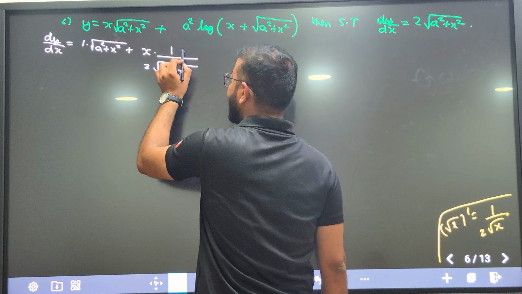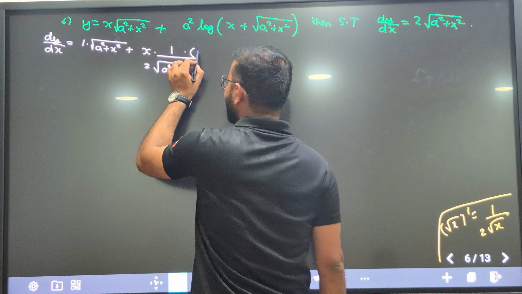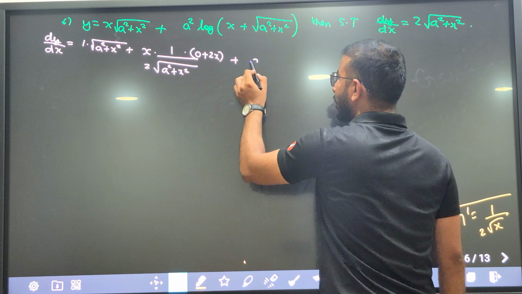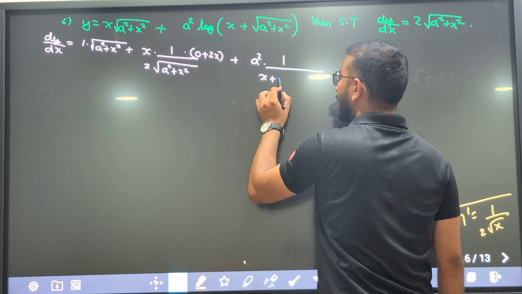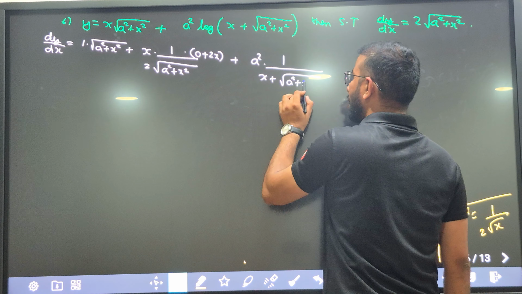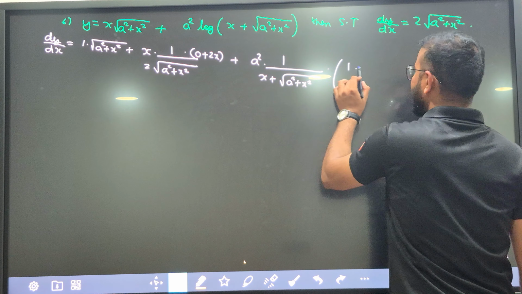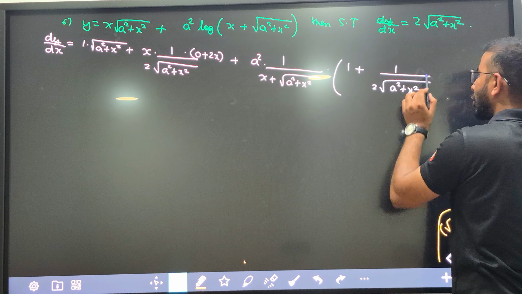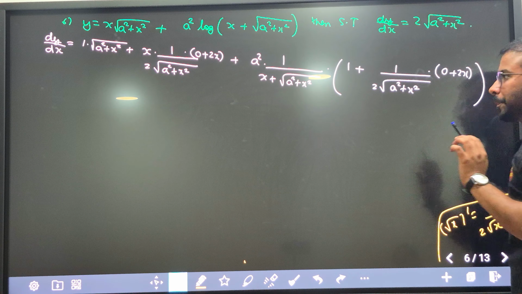Is my part completed? No. Then I'll differentiate what is inside. A square differentiation is 0, it's constant, plus x square differentiation is 2x, plus a square as it is. Now log x differentiation is 1 by x. So this would be 1 upon x plus root a square plus x square into, now x differentiation is 1, plus root x differentiation is 1 upon 2 root a square plus x square. A square differentiation is 0, x square differentiation is 2x.